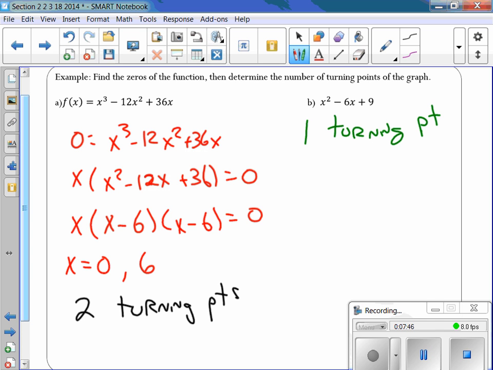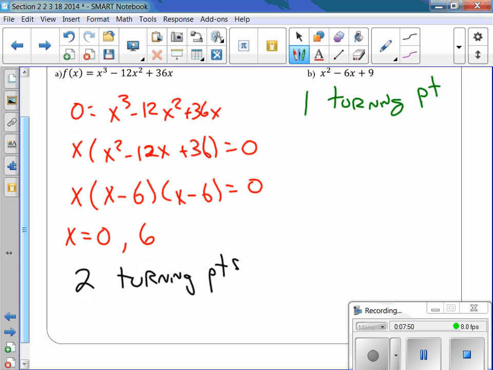So to find the zeros, let's say f of x equal to 0.